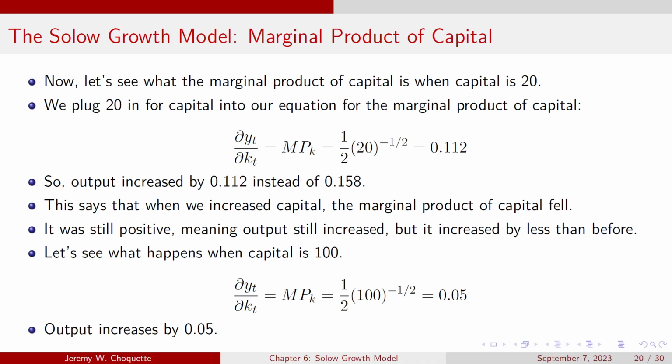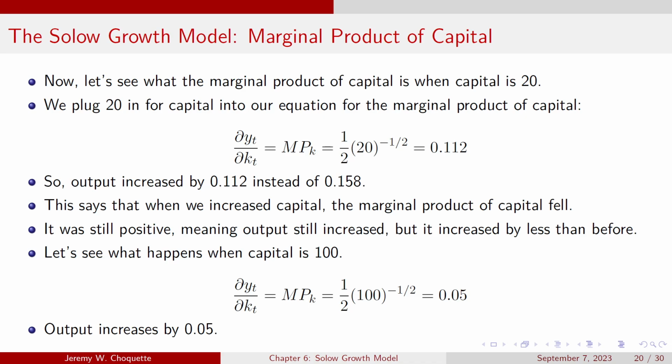Now, it was still positive, meaning output still increased, right? But the amount it increased by was less. So let's see what happens when capital is 100. Plug that in. Well, now I get 0.05. Okay, so output's getting smaller, or it's increasing by less and less and less. Output's always increasing, right? Because that 0.05 gets added to the production function.